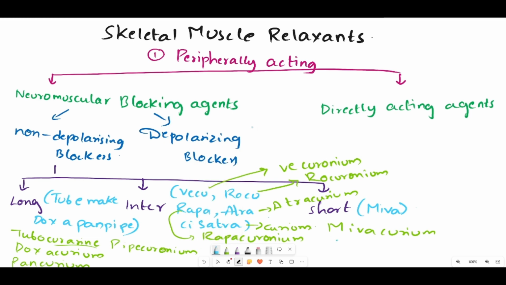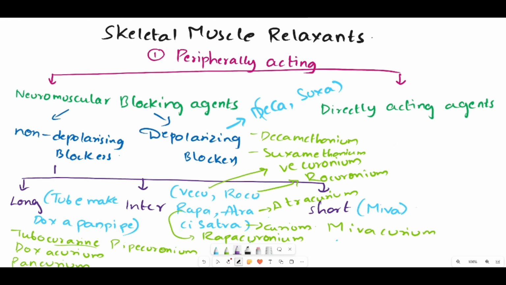Coming back to the second class, which is depolarizing blockers. In the depolarizing blockers, there are just two simple drugs. To remember them, just remember Deca and Saxa. Deca means it is decamethonium. Saxa means it is saxamethonium. And this saxamethonium is also called succinylcholine.